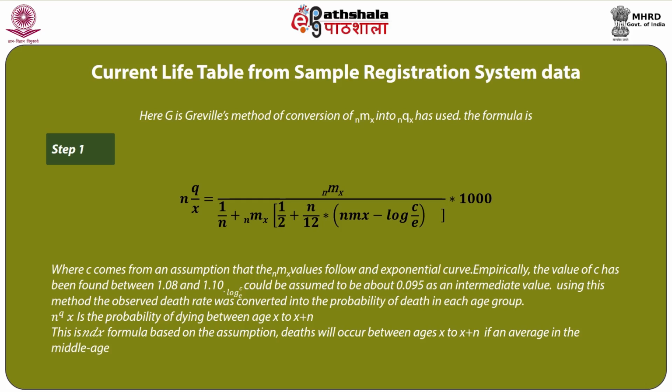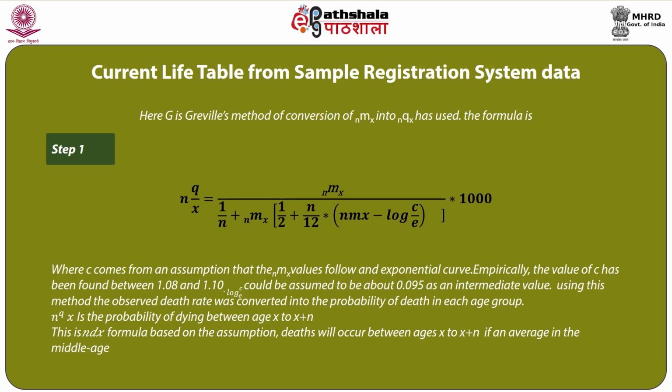Empirically, the value of c has been found between 1.08 and 1.10. Log c to the base e could be assumed to be about 0.095 as an intermediate value. Using this method, the observed death rate was converted into the probability of death in each age group. NQX is the probability of dying between age x to x plus n.